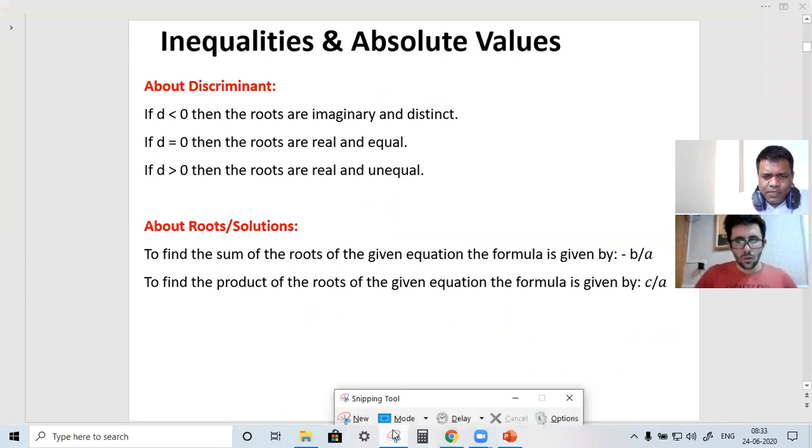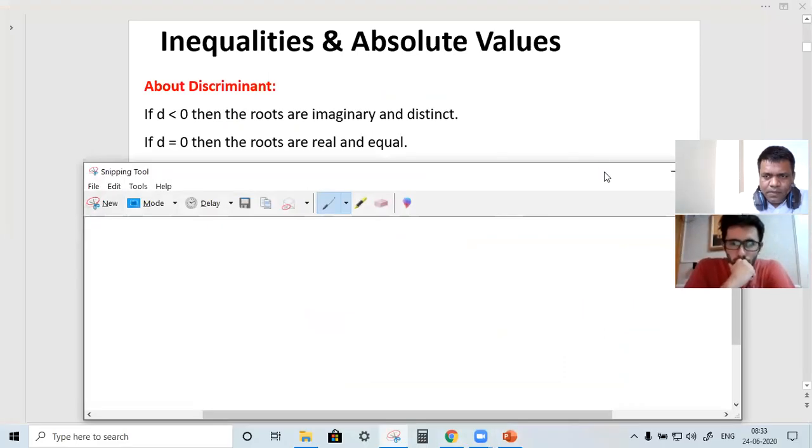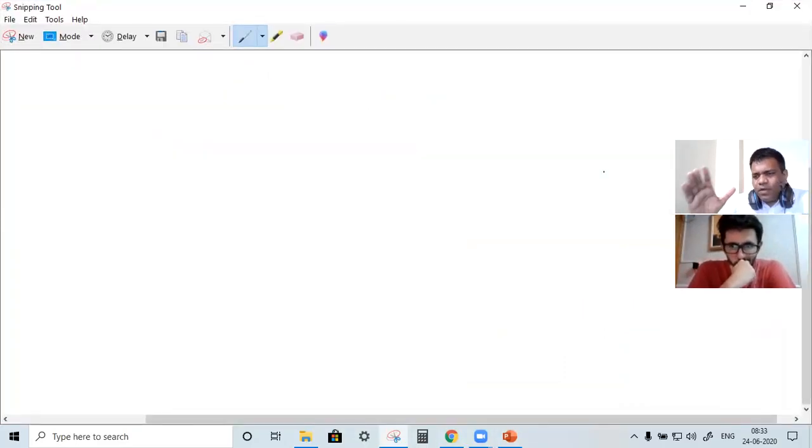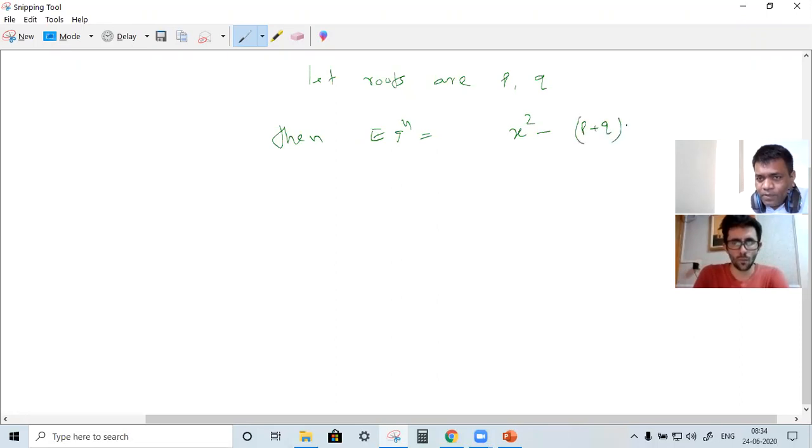Last point before I go to the linear equation. Here I said if the equation is given, how to solve it and get the value of the roots. Now let the roots be given. Let the roots be p and q, or anything, alpha, beta, p, q. Then what is the equation? The equation would be the general formula: x square minus sum of roots into x plus product of roots is equal to 0.